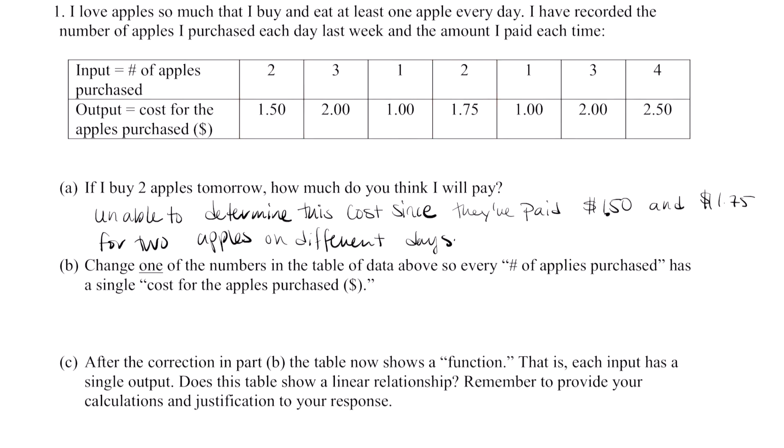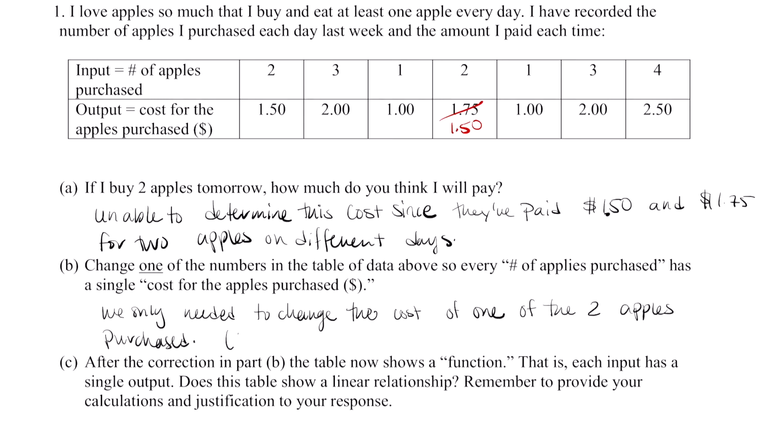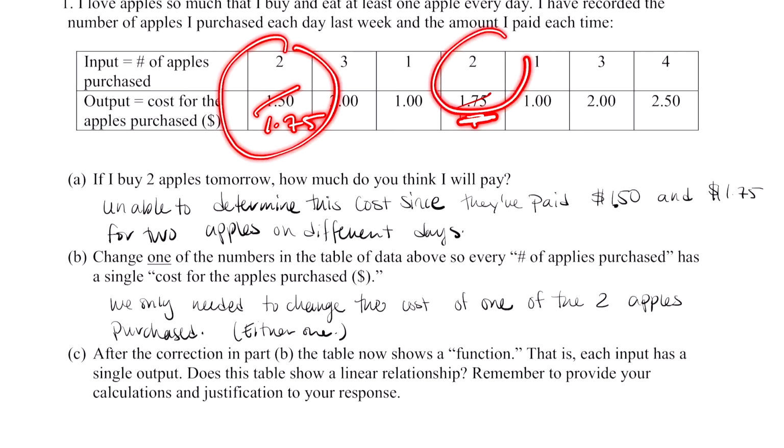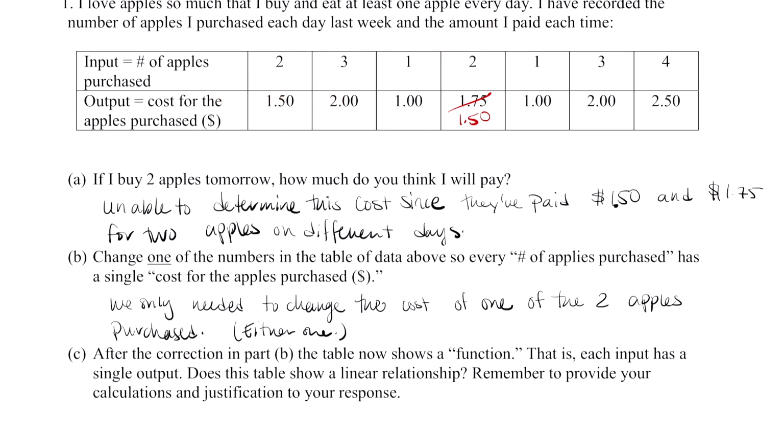So I personally like a bargain, so if I had to make my prices, I would change this to $1.50. So now we change the cost of 2 apples so that 2 apples always cost $1.50. We didn't actually have to change both of the costs, just one of them suffices. And I could have changed this one to $1.75 and left this one the same, and that would still work out to always knowing that 2 apples cost $1.75. So either way, it doesn't matter.